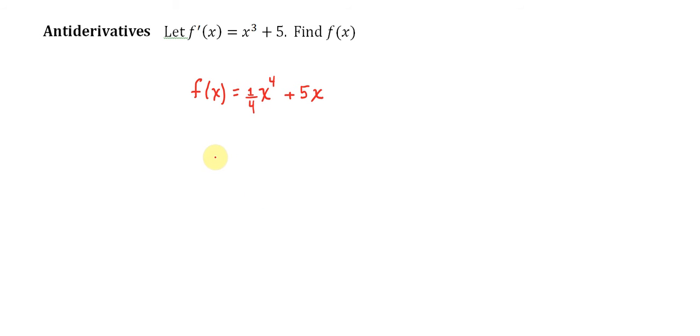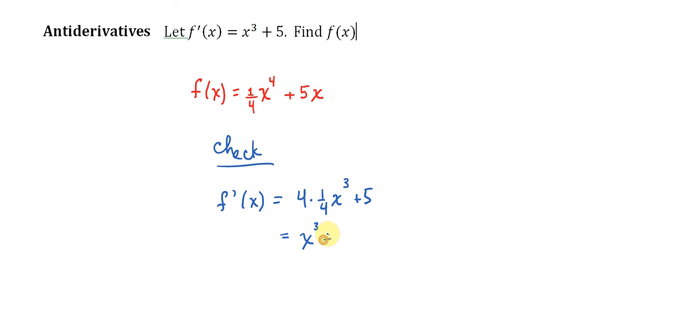So let's see why that works. All right. So I'm basically introducing a guess and check method here. I've guessed already. So let's check. What is f prime? Well, applying the rule that we know, we have 4 times 1/4 x to the third plus 5. This 4 and 1/4 cancels, so we end up with just 1x cubed plus 5. Okay, so yes, this works. This is definitely our answer.